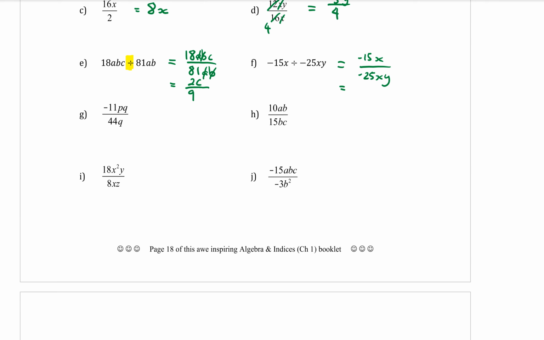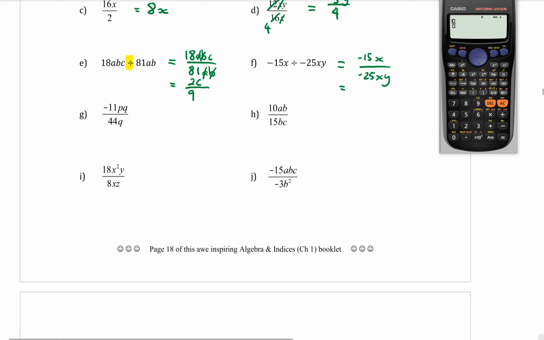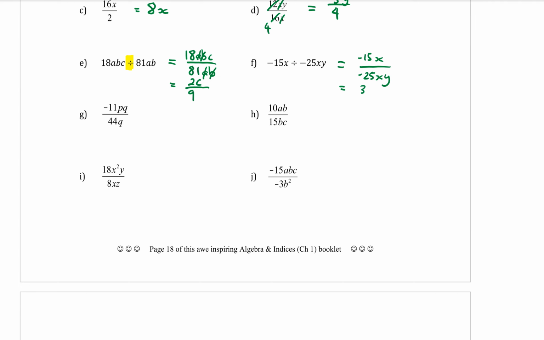Now you can put the minus signs in your calculator with the fraction, okay? And it will simplify that for you as well. So you go minus 15 on the top, minus 25 on the bottom. Remember, two minuses make a plus, so that's why my answer came out positive. And it's simplified to 3 on the top and 5 on the bottom.